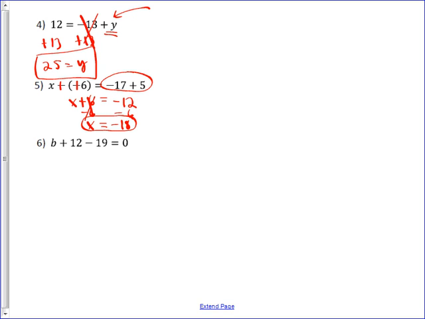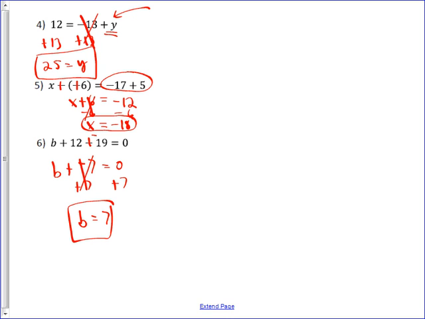And then on number 6, you get b plus, well, again, simplify. You can simplify 12 plus negative 19, so go ahead and do it if you can. That gives you b plus a negative 7 equals 0. Now, you can either think about this as being the definition of inverse property of addition, which means a number plus its opposite equals 0, which means b must equal 7, or show your transformational step of adding 7 to both sides to get 0 on the left side, so you get b equals 7.